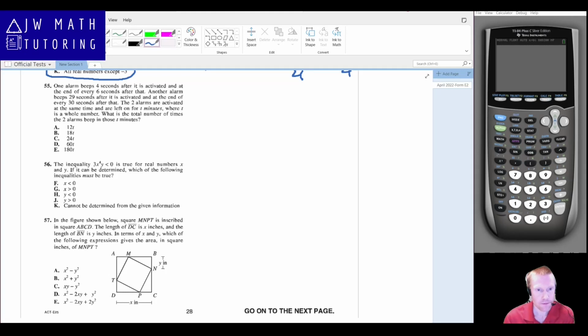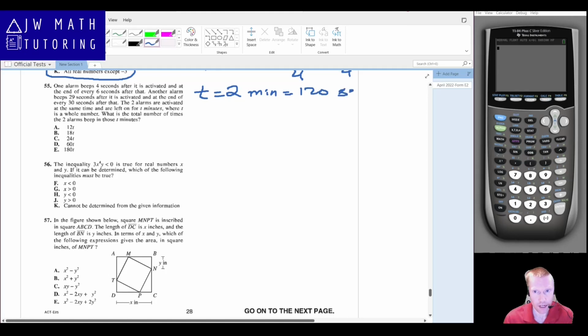So what I did here is I used picking numbers. I said, let's let t equal 2. So over 2 minutes, how many times does each of these beep? Rather than list all of the values out, in other words, for the first one, it's going to be 4, and then after 6 more seconds, it'd be 10, and then 16, and then 22, and so on. What I said is, okay, the first one's going to be after 4 seconds. So 2 minutes is the same as 120 seconds.